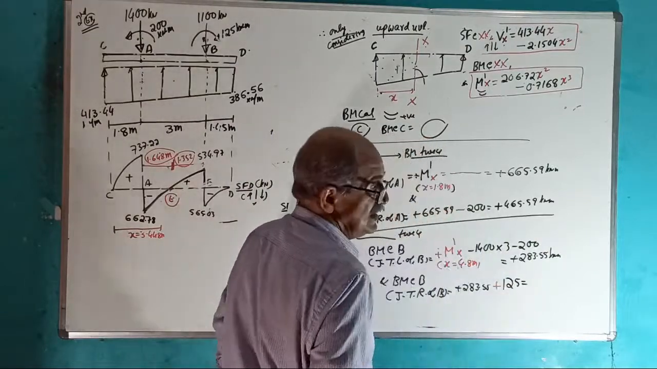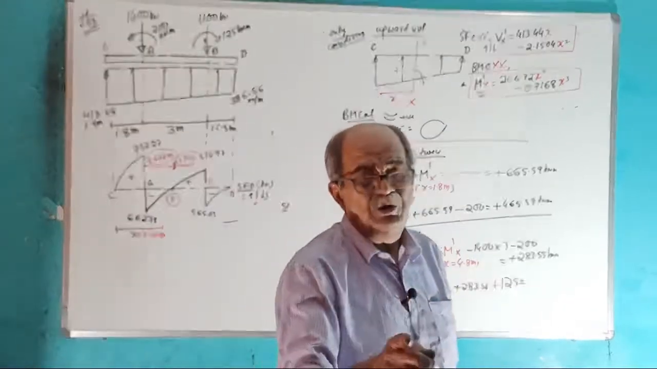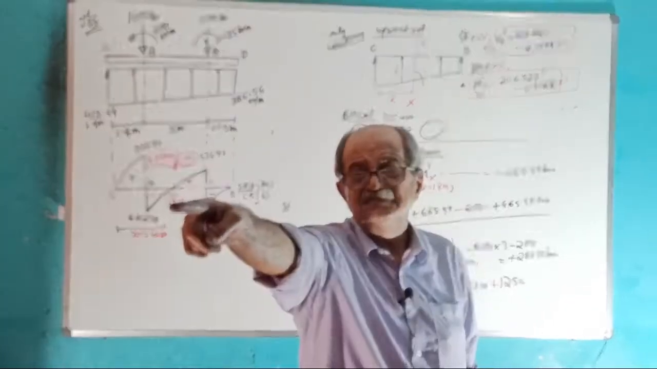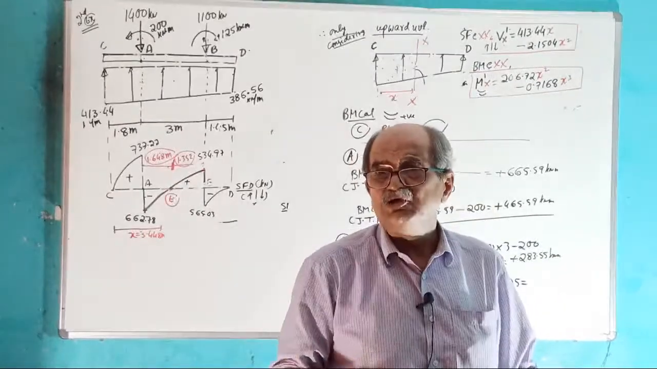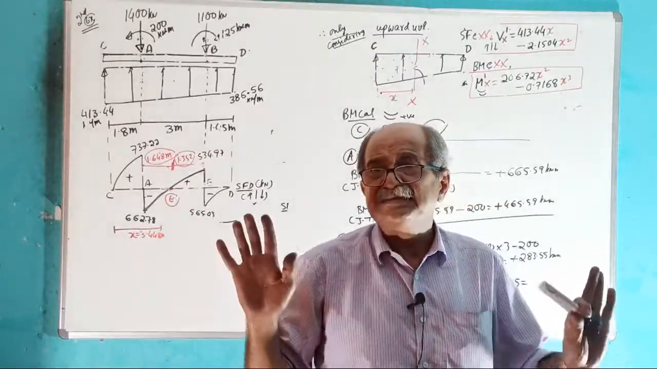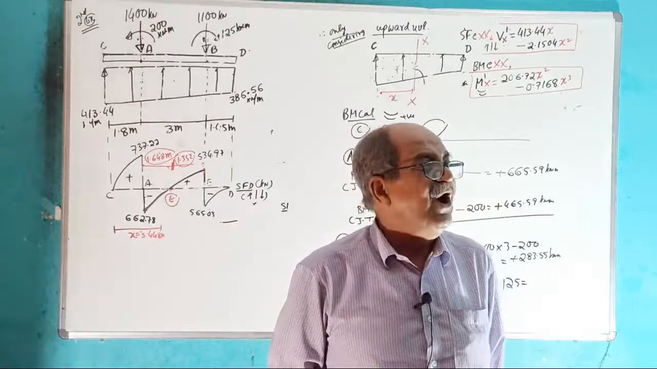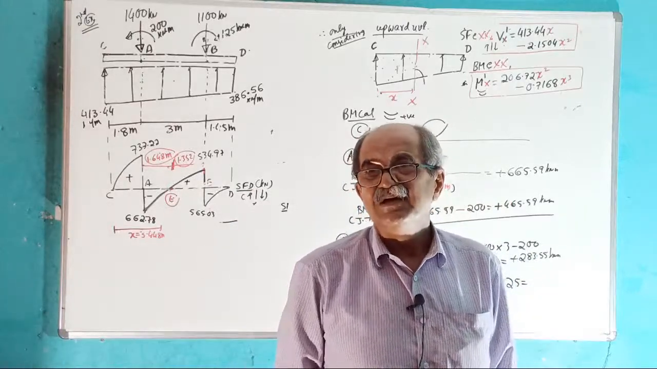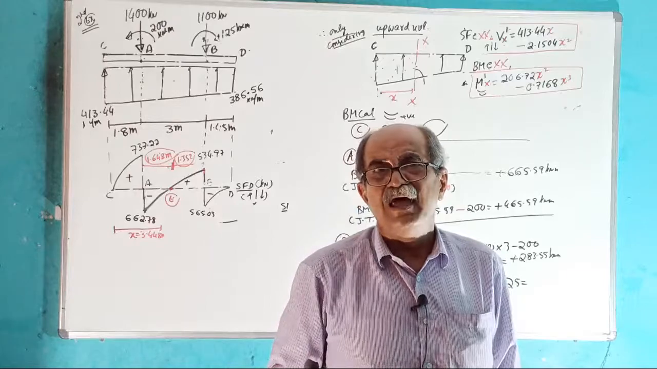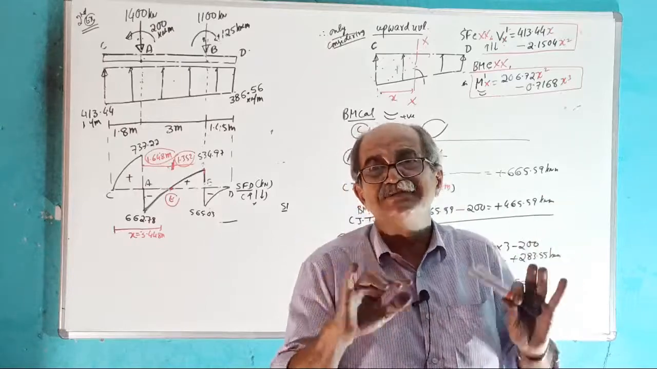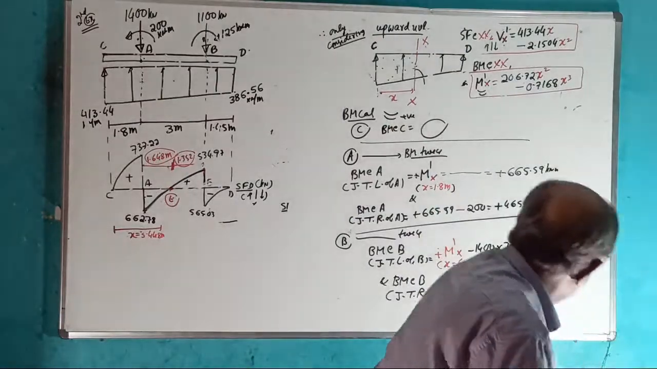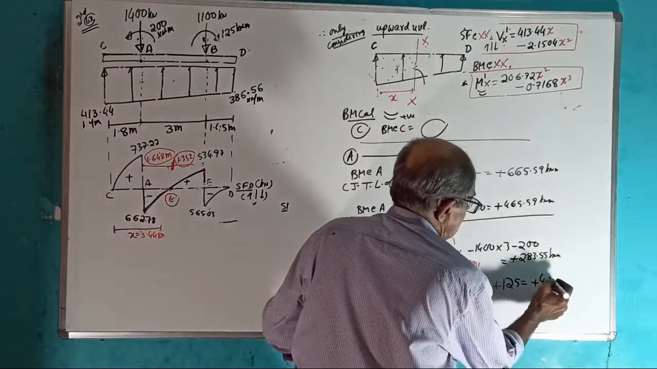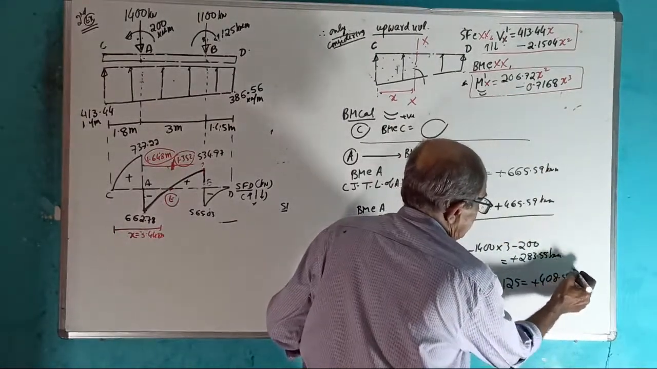Answer. If you want to understand from the beginning and see where I made a mistake, show me one mistake. Except spelling mistake or calculation mistake, I never fumbled so far. Sorry, plus minus. I never fumbled so far. Plus 408.55. See, 55 kilonewton meter.